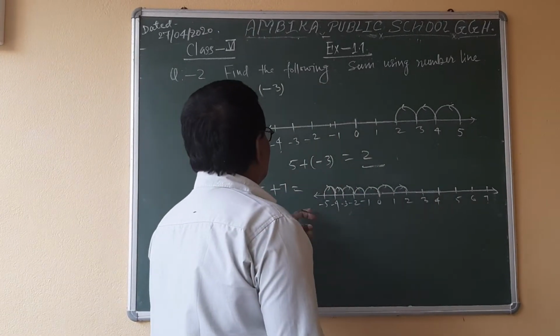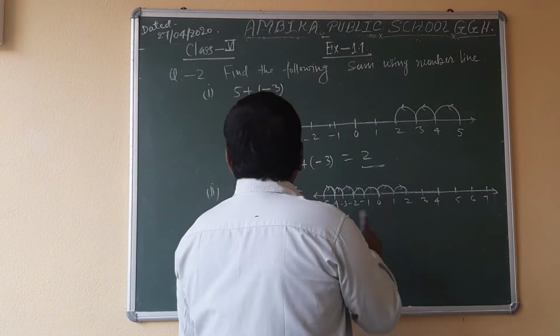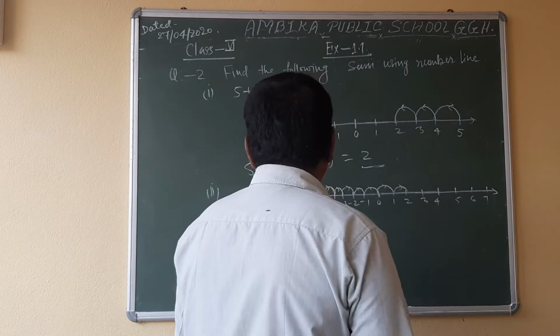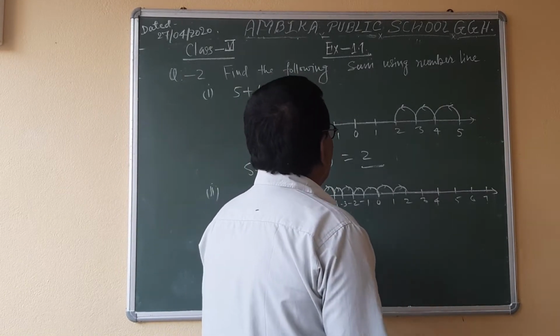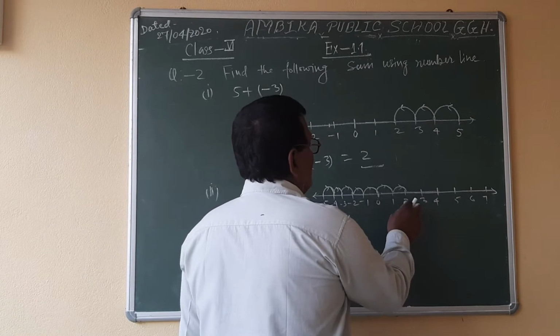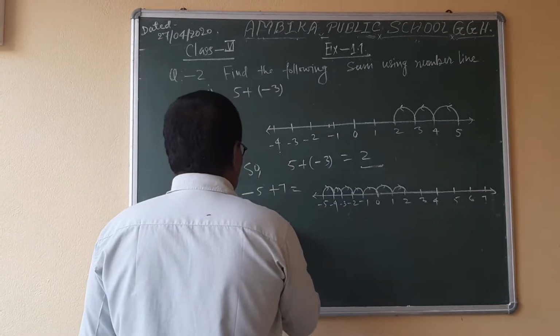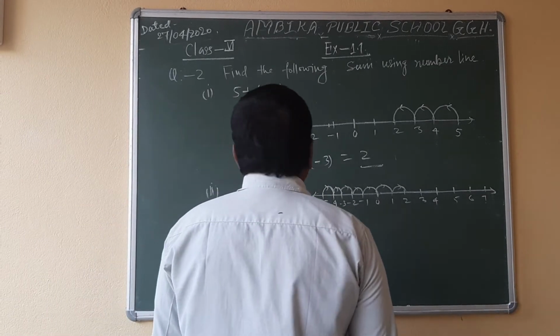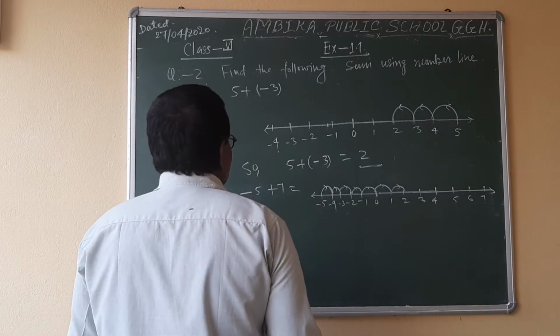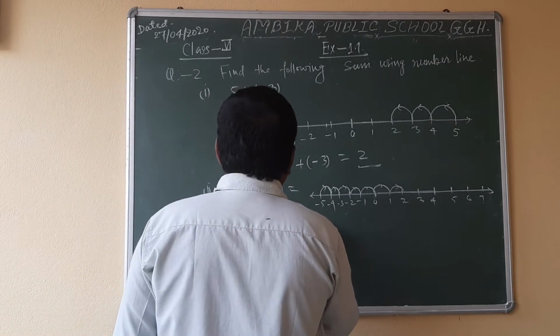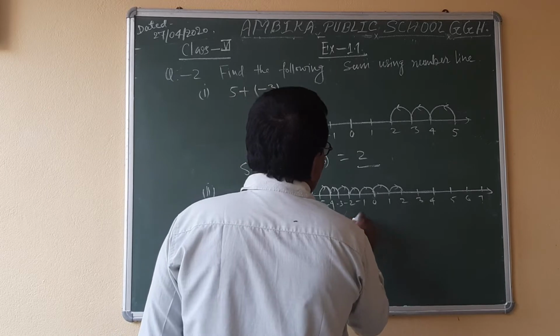Starting from minus 5, we move 7 steps right. We reach point 2. So, using number line, the sum of minus 5 plus 7 is equal to 2.